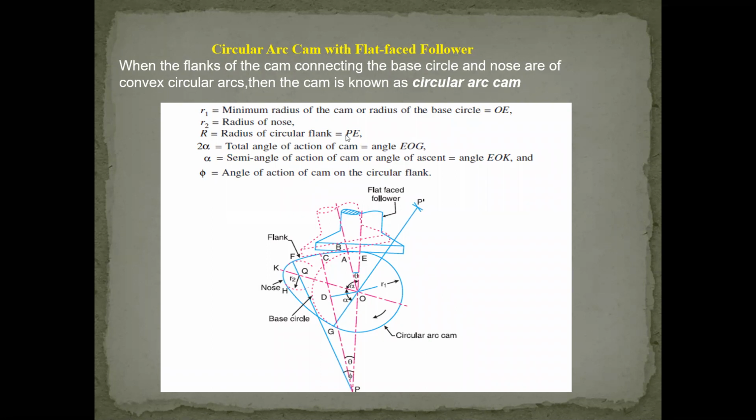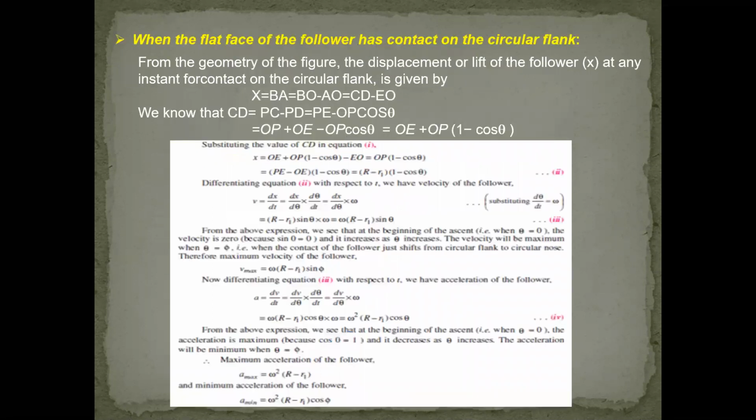So this is also considered in two cases. That is, when the flat face of the follower has contact on the circular flank, and when the flat faced follower has contact on the nose. In the earlier case, straight flank. In this, circular flank. So now we are going to find the displacement, velocity, and accelerations in our first case.